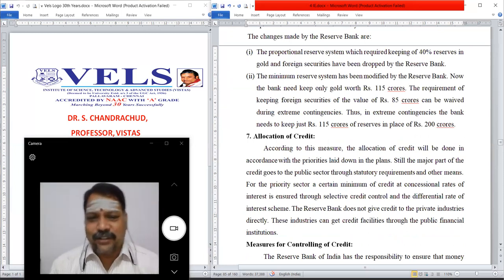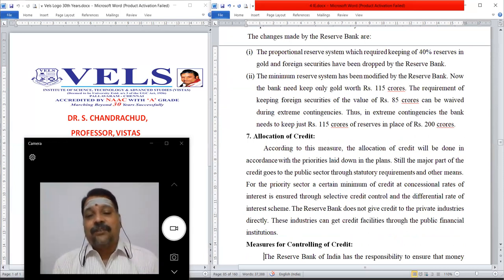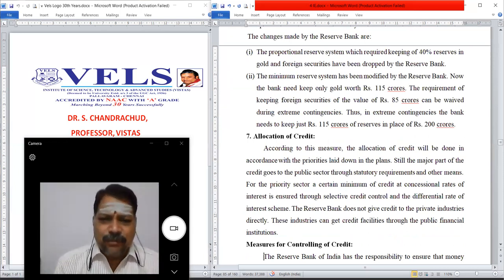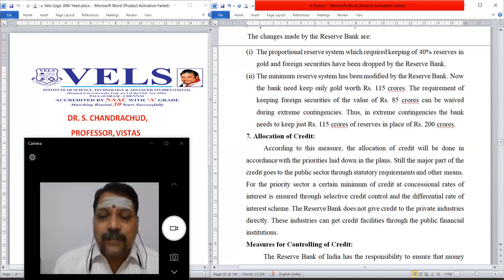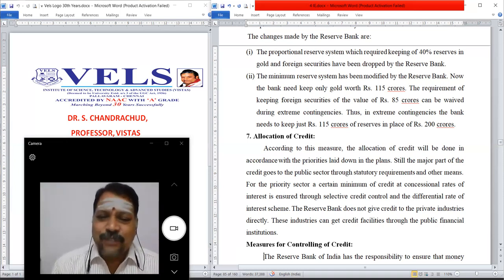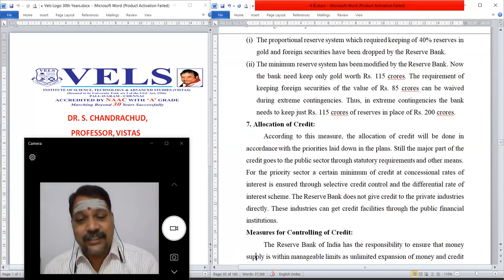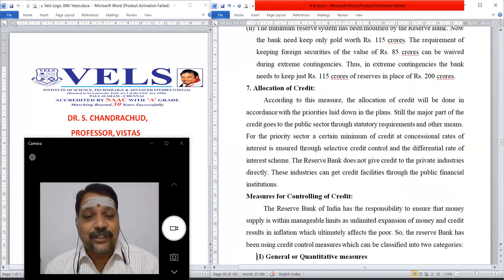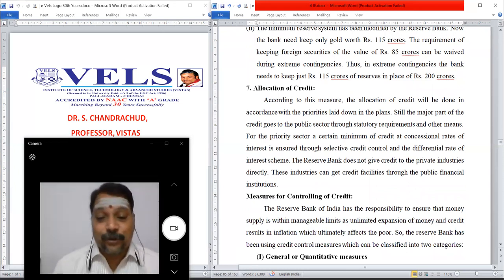Still, the major part of the credit goes to the public sector through statutory requirement and other means. For the priority sector, a certain minimum of credit at a concessional rate of interest is ensured through selective credit control and differentiated rates of interest in that particular scheme. The Reserve Bank does not give credit to the private industries directly. These industries can get credit facilities through public financial institutions, as we mentioned earlier in the fifth point.